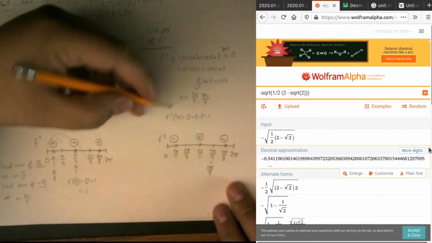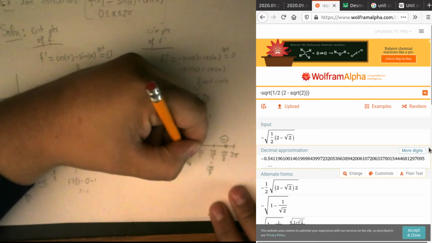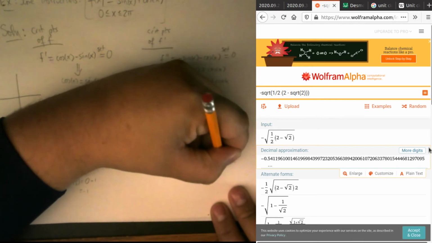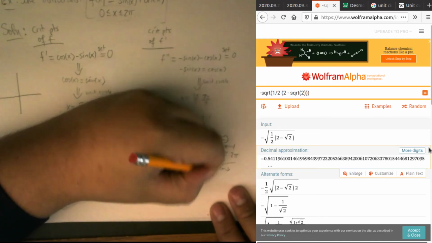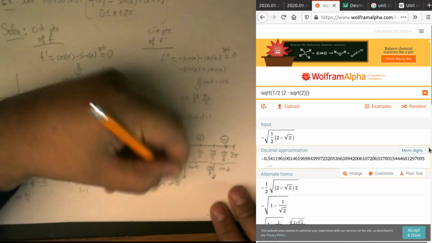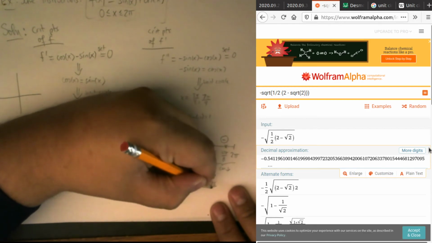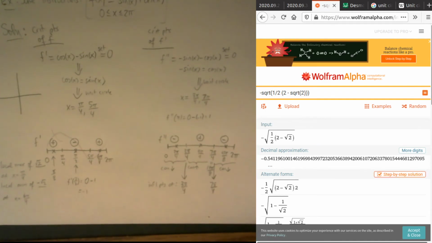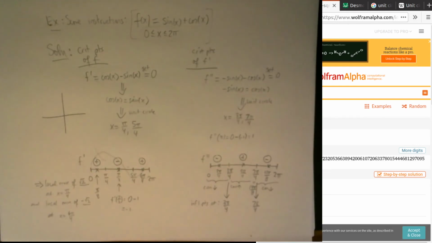And so what this tells me is that it's concave down here, it's concave up here, and it's concave down here on this interval. And between these, we have inflection points at 3 pi over 4 and 7 pi over 4. So the final thing I want to do is plot this function and see what it looks like.